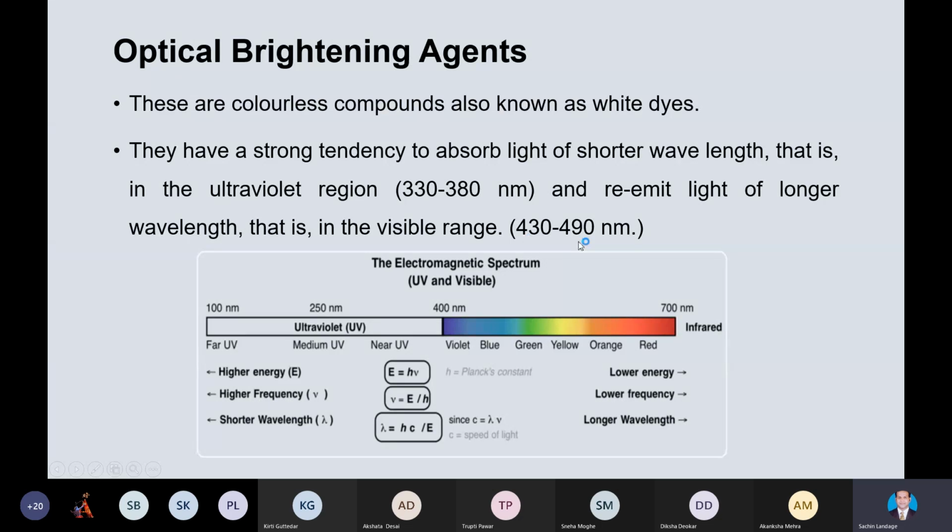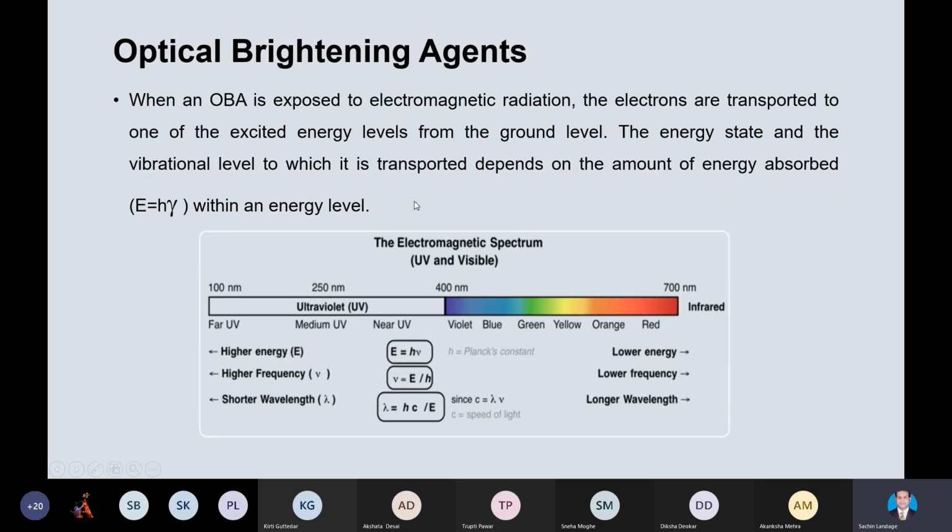If you see this range, 430 to 490 nanometer, that is related to the visible region, the blue region. That's why this energy is released in the visible region, and we see it as whiteness. If you see the OBA-treated fabric, it is slightly blue, because the light is reflected in the blue region. That's why we get a whiter and brighter fabric when we apply optical brightening agents. So this is the mechanism of OBA.